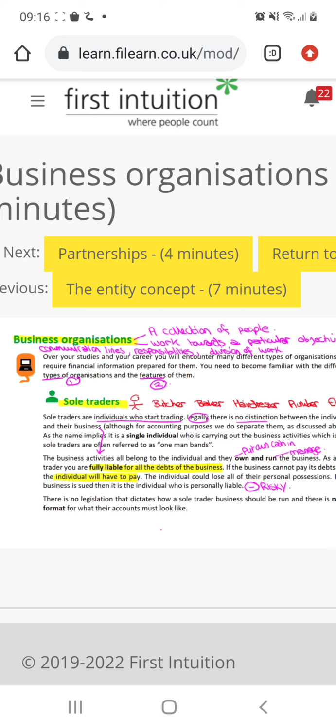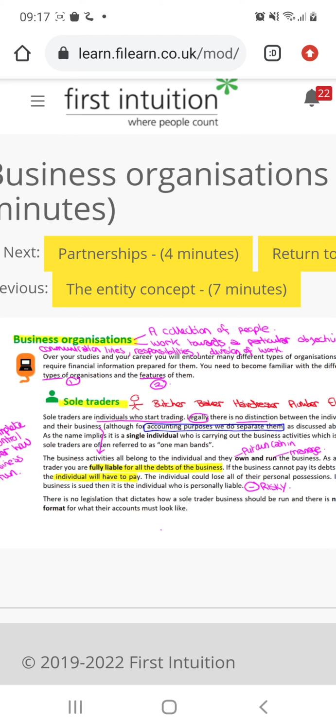One of the main advantages, however, is that they have complete control. They can do what they like, it's their business. So, legally, no distinction. However, for accounting purposes, we do separate them.